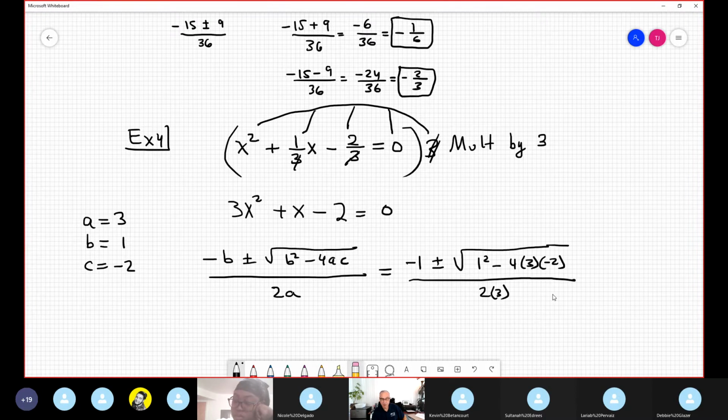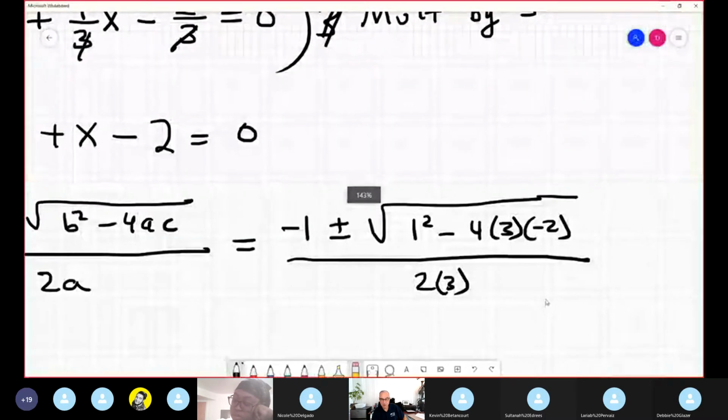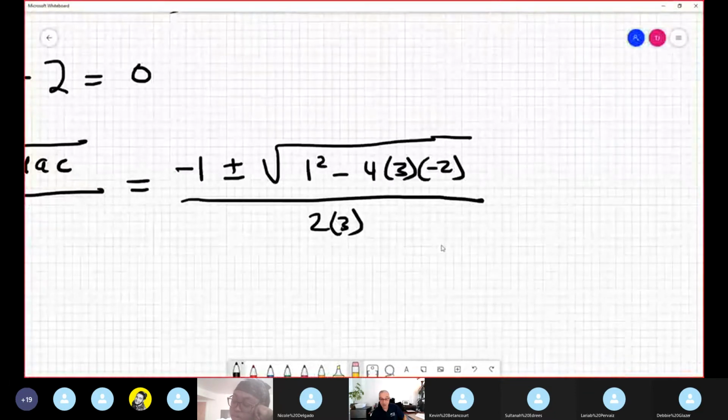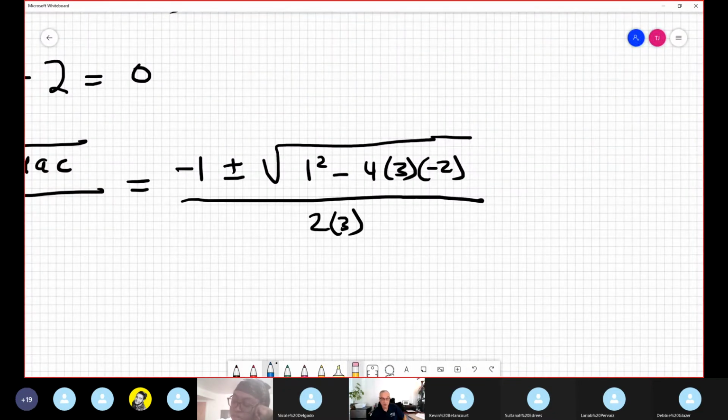Okay. Now we focus on the expression inside the radical. Be careful with the sign, because we have here 1 squared is 1. But we have here a double negative. This negative. Okay. So I know that negative 4 times 3 is negative 12. And multiply that by negative 2, it'll give you positive 24. Exactly. And together it's 25, no?